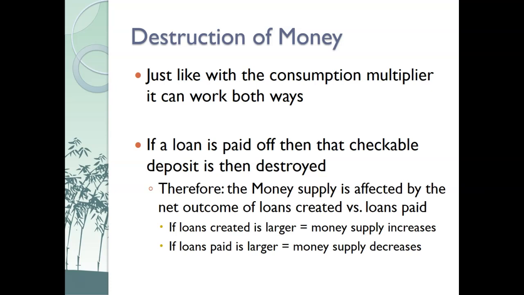Therefore, the money supply is affected by the net outcome of loans created versus the amount of loans paid. So in any given day, if the value of loans created is larger than the amount of loans that were paid off, the money supply will be increased for that day. If instead the amount of loans paid off is larger than the amount of loans that were created that day, the money supply decreases for that day.